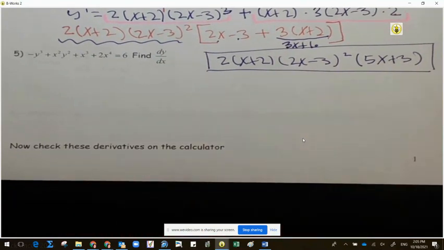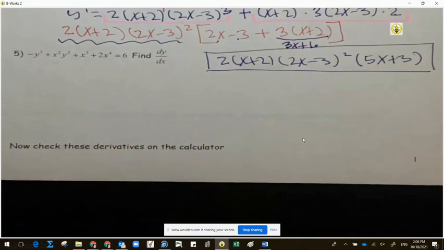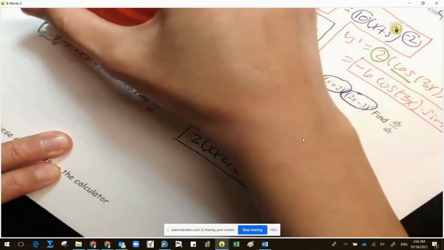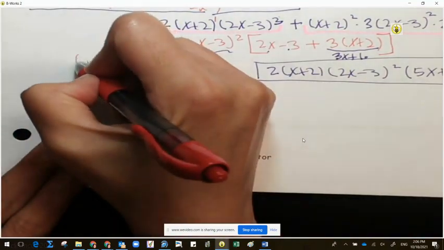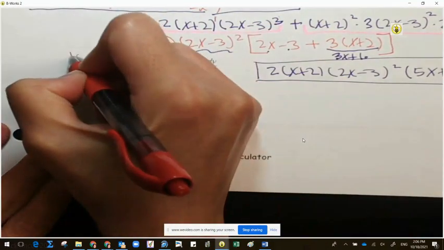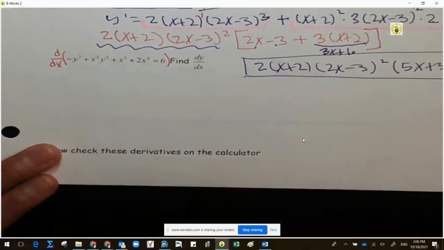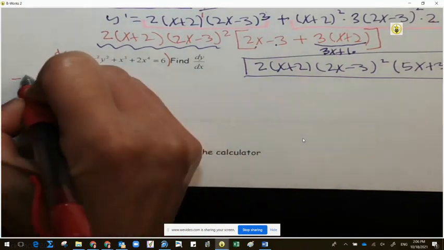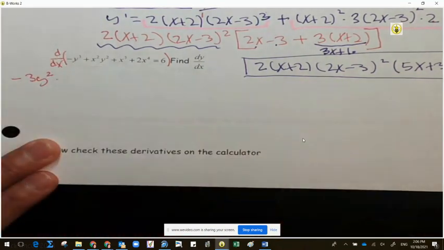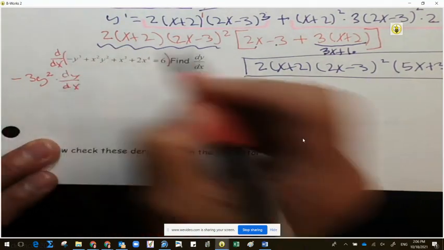Let's do our implicit differentiation. And let's go ahead and derive this. And I think I want to put my white out so the 5 is not part of it. Okay, let's derive with respect to x. Are we deriving it once or twice? Once. So here we go. What is the derivative of negative y cubed? Negative 3y squared. And because it's not an x, we have to put in dy over dx.